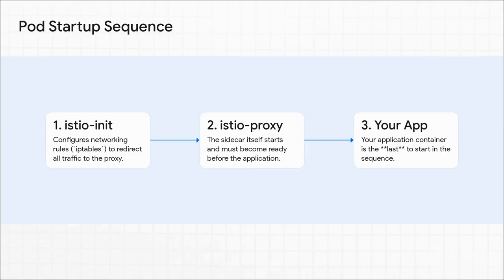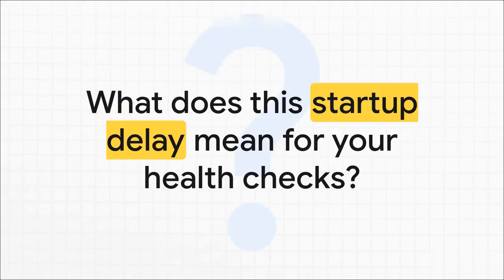First up, that little Istio init container runs. Its only job is to rejigger the networking rules, the iptables, to make sure all traffic is forced through the bodyguard. Once it's done, it exits. Second, the bodyguard itself, Istio proxy, fires up and gets ready for duty. And only then, once the proxy is fully initialized, can your application container finally start. This new packing order has a really direct impact, a startup delay. An app that used to pop right up in 5 seconds might now take 15.